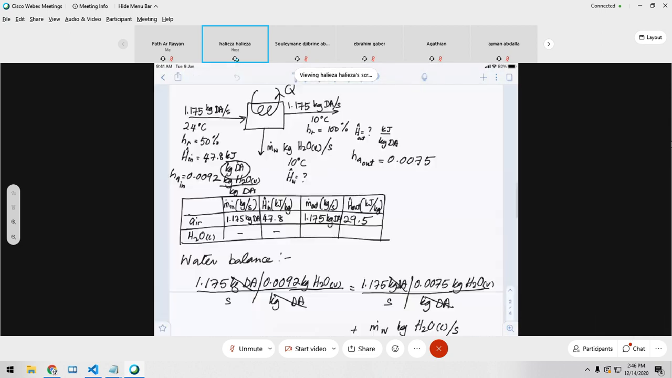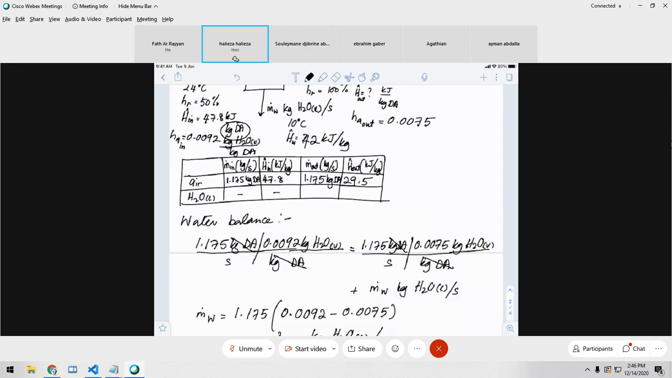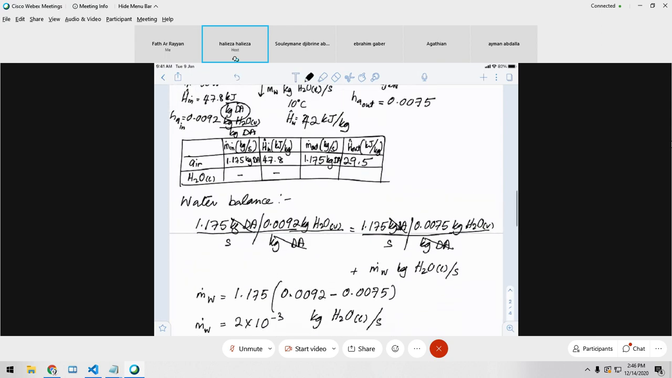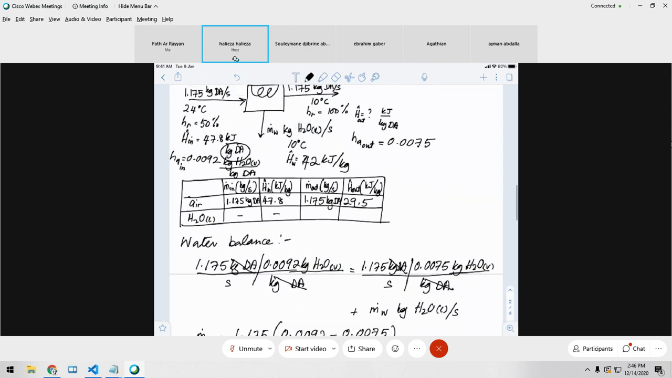So the enthalpy of water is 42 kilojoules per kilogram. Now write down the amount of water that we have obtained just now, 2 times 10 to the power negative 3, that's per kilogram per second. And your enthalpy is 42. So we have completed the table.